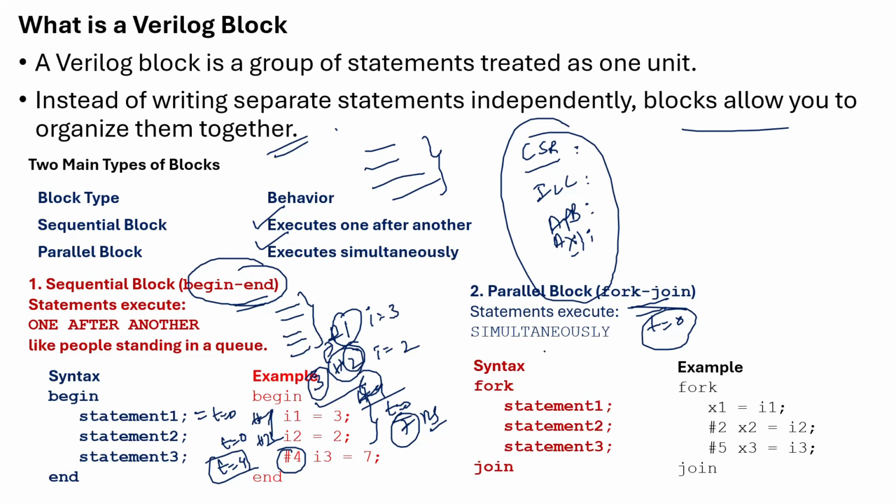But in fork join, not like that. All the statements are executed at 5 seconds delay, whatever the last delay is there, at that delay only the final one. This will be executed at t equal to 0, this will be executed at t equal to 2, and this is executed at t equal to 5. Your final delay is the 5 only. Whatever the highest delay is there, that delay is the final one.